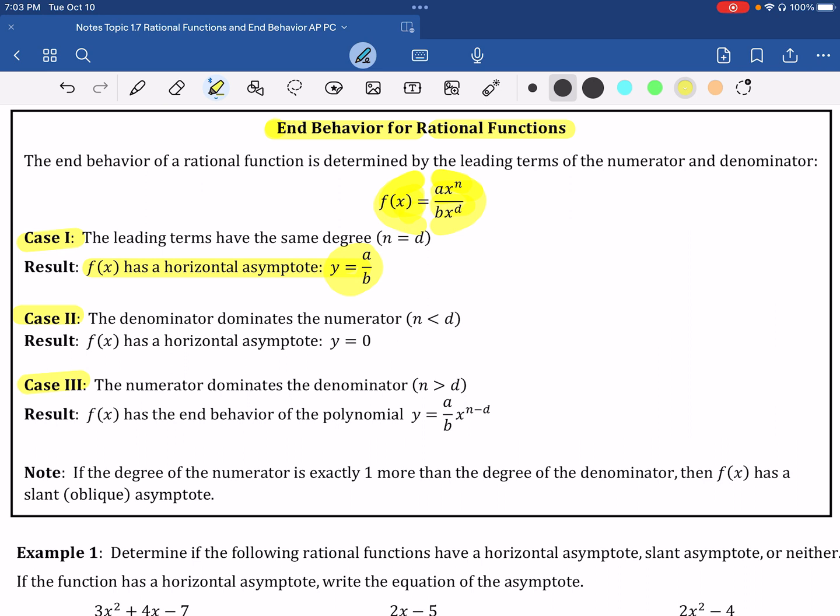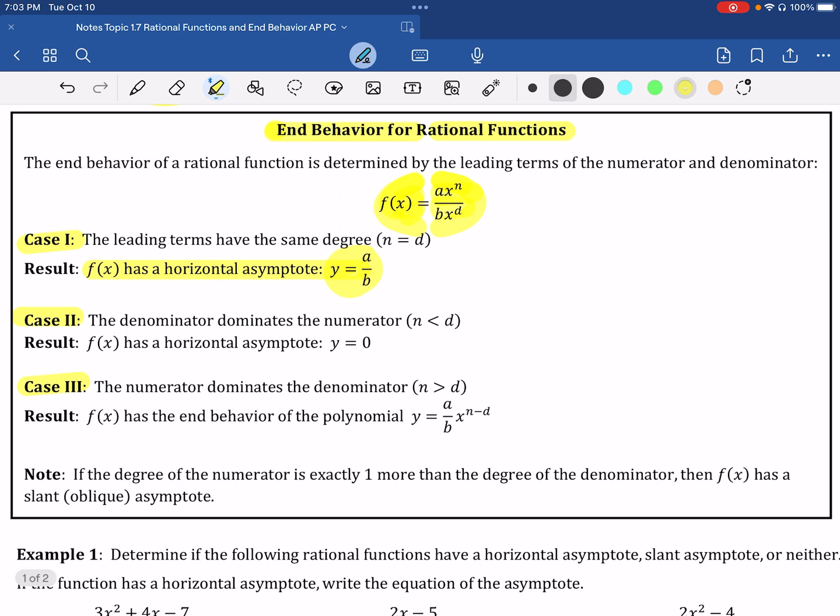If the denominator dominates, in other words, the degree of the denominator is greater than the degree of the numerator, then we're always going to have a horizontal asymptote at y equals 0. This is the most common type of rational function.